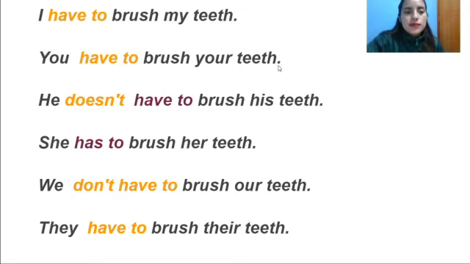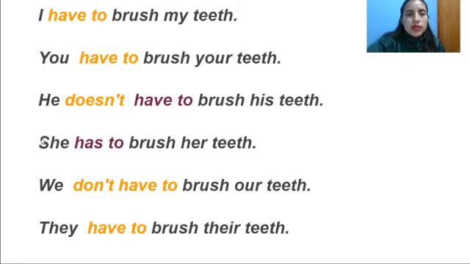He, with the third person, we use in negative doesn't. And the verb in the base form, have to. He doesn't have to brush his teeth. Recuerde, his significa su, de él. Para decir algo que le pertenece a una mujer, her. Okay. She has to brush her teeth. Ella tiene que cepillar sus dientes.